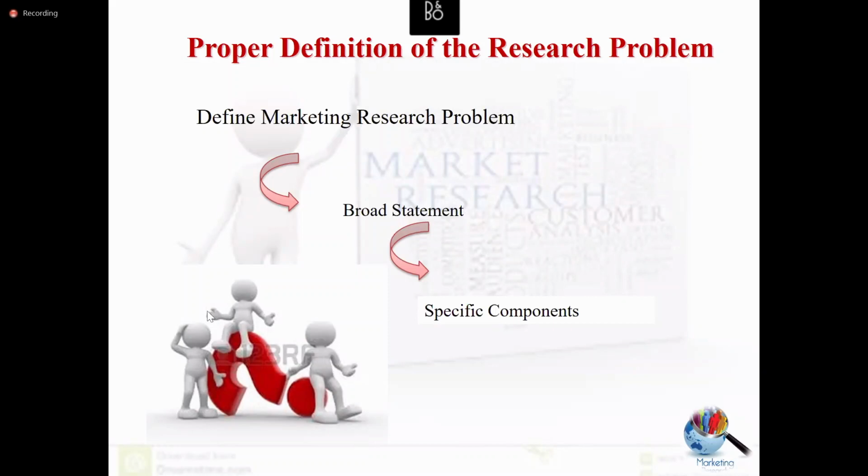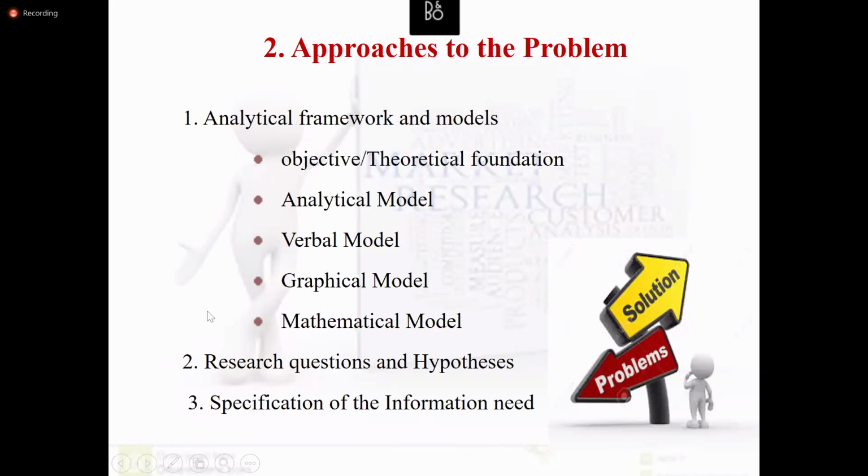If you say sales decrease, that is of course a broader statement. But from that, you have to move into specific components. So you can ask whether, because of competitor action, the sales have gone down, or whether, by consumer preference, sales have gone down, something like that. You have to make it specific ones. And then we can move into the approaches.